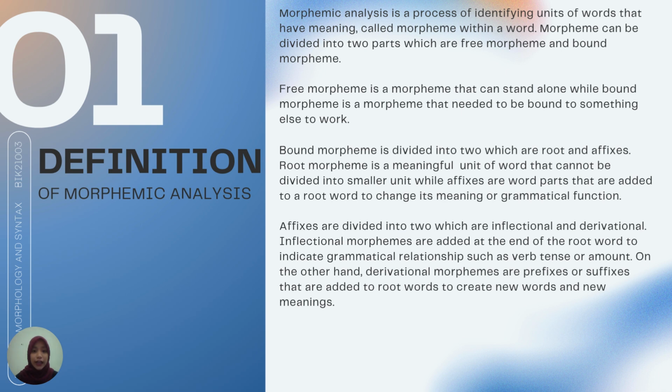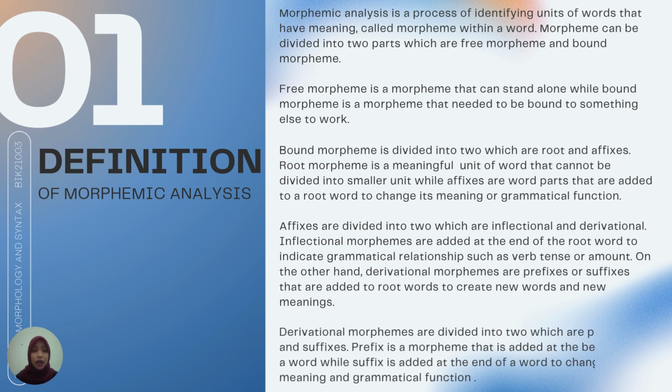Inflectional morphemes are added at the end of the root word to indicate grammatical relationship, such as verb tense or amount. On the other hand, derivational morphemes are prefixes or suffixes that are added to root words to create new words and new meanings. Derivational morphemes are divided into two, which are prefixes and suffixes. Prefix is a morpheme that is added at the beginning of a word, while suffix is added at the end of a word to change its meaning and grammatical function.